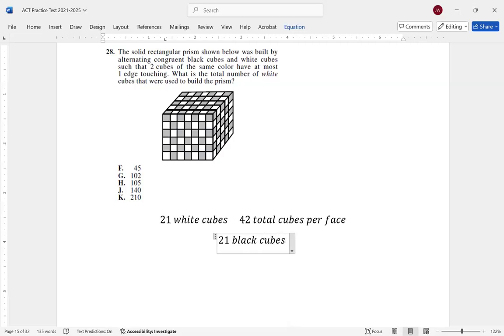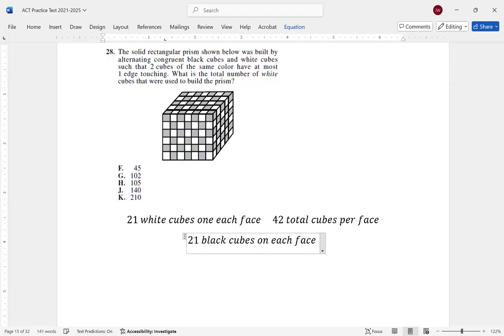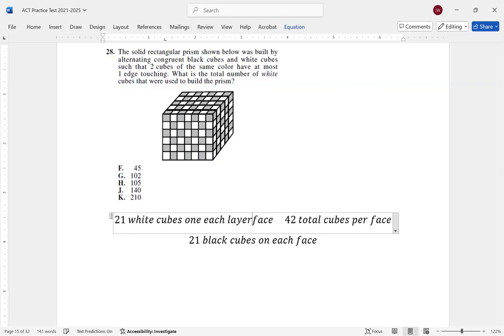on that first face. Now, because of the way we alternate, notice that on the second face, all the black cubes will be replaced with white ones. All of the white cubes will be replaced with black ones. So technically, there's not just 21 white cubes on the first face, there's 21 white cubes on each face. And there's 21 black cubes on each face, or on each layer. Maybe layer is a better word, on each layer.